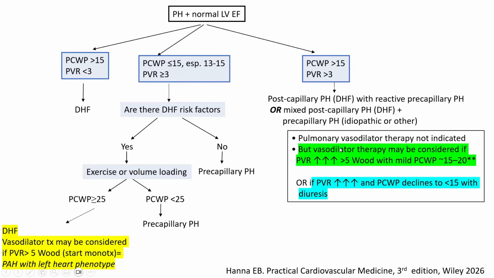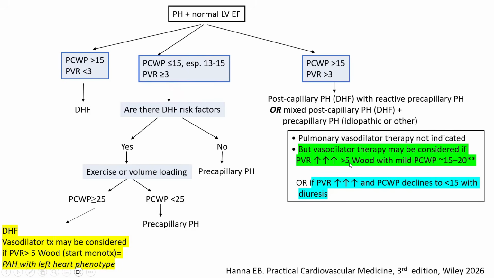Now, the second scenario where you would consider vasodilator therapy is those patients with combined pre and postcapillary PH, wedge over 15 and PVR over 3, but whose PVR is severely elevated, over 5 Wood units, with only mild wedge pressure elevation of 15 to 20. The third scenario is those patients whose PVR is severely elevated over 5 Wood units and wedge pressure eventually declines to less than 15 with diuresis and left heart therapy upon repeat right heart cath.